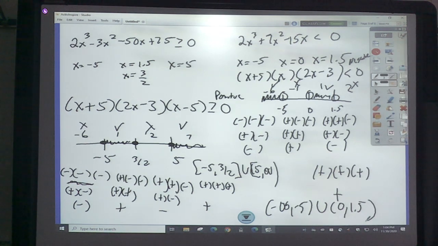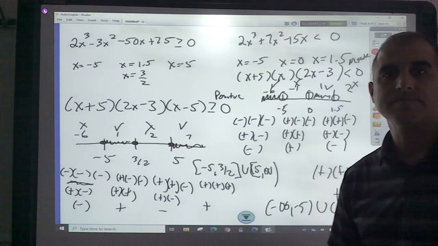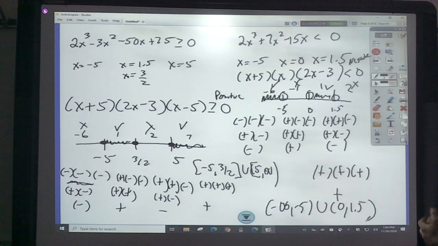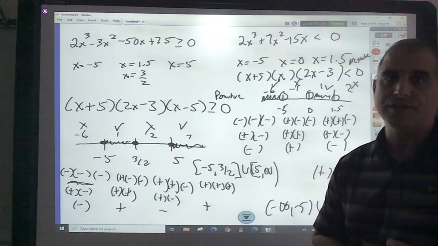All right, so that is inequalities: linear, nonlinear inequalities, and rational inequalities.